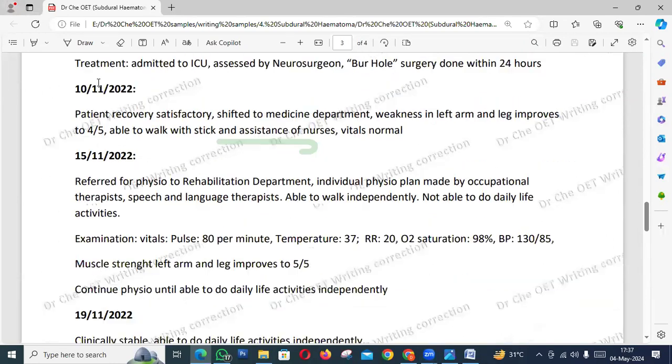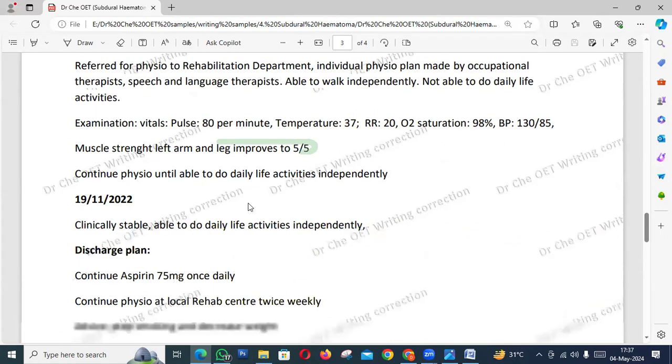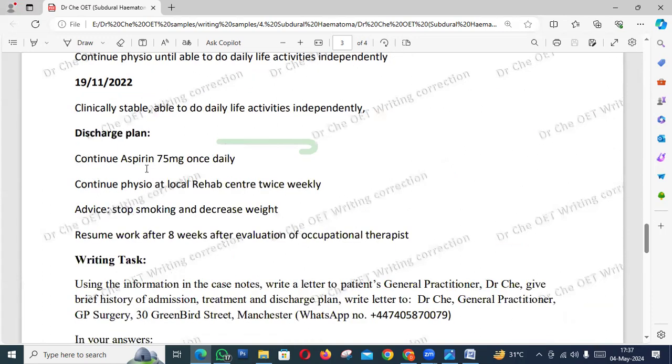Then we have this date. This date is important because the patient starts recovering, okay, and things are improved. And on this date, you started physiotherapy. Then you have given examination, all of these things. And the discharge plan is important because you cannot skip. All things are important. You continue aspirin, physiotherapy, local. This is important. Advice is important, and what you need to resume work after 8 weeks is important. All of these things are important. Okay.